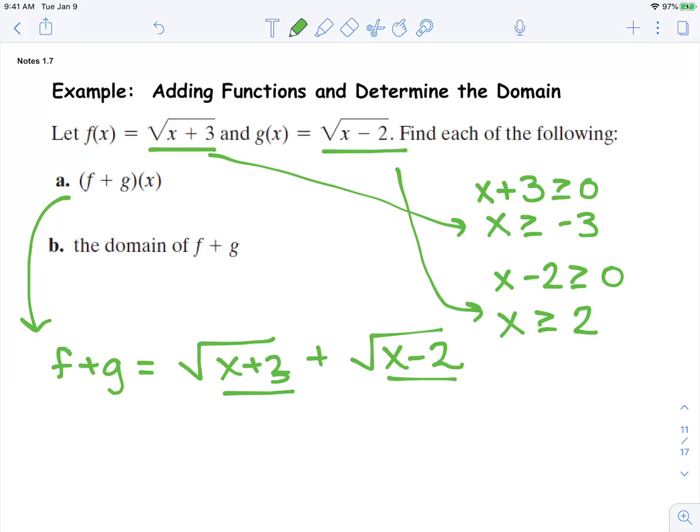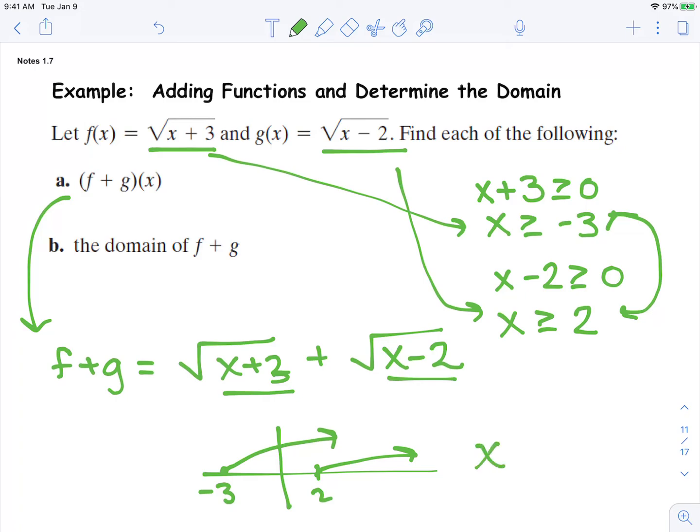But now we do have those domain restrictions right here. So if we think of that on a number line, here's negative 3. We need it to be greater than negative 3. And then here's 2. We want it to be greater than 2. So our final answer for our domain is everything has to be greater than or equal to negative 3, because both of those would work. So here is your domain.